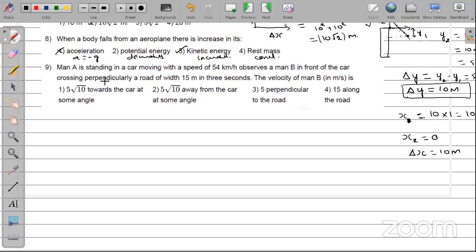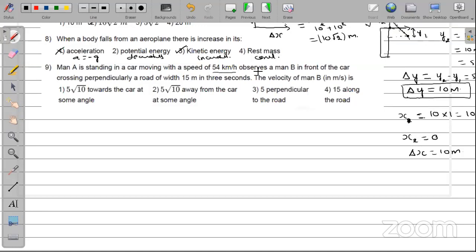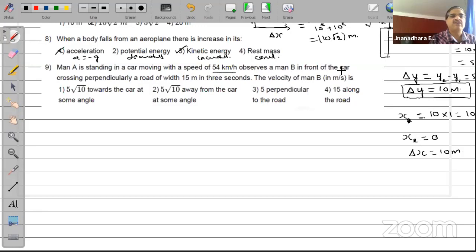Ninth question. A man A is standing in a car moving with a speed of 54 kilometers per hour. He observes a man B in front of the car crossing perpendicularly a road of width 15 meters in 3 seconds. The velocity of the man is.